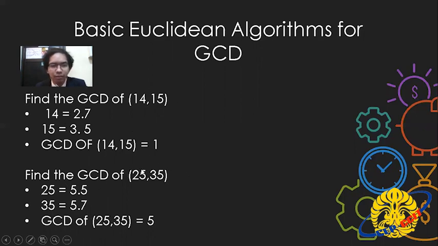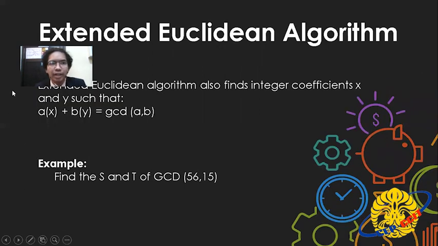Find the greatest common divisor of 25 and 35. So we have 25 equals 5 times 5, and 35 equals 5 times 7. So the greatest common divisor of 25 and 35 is 5, because they share one 5. Okay, that is the basic.